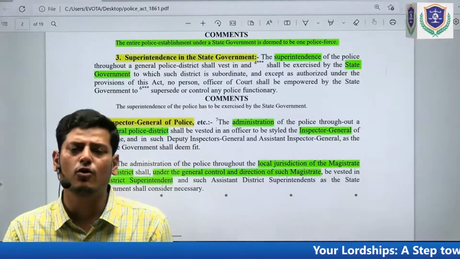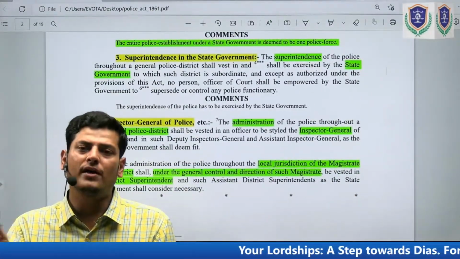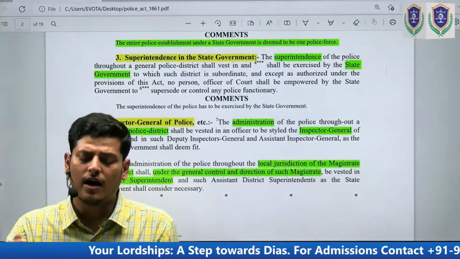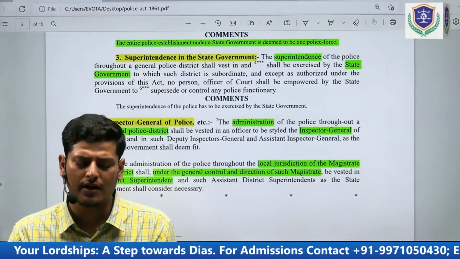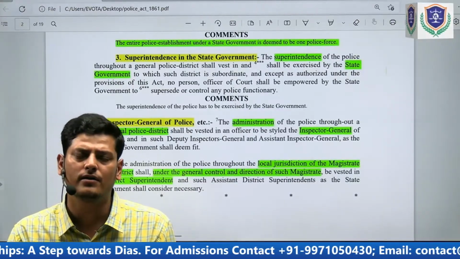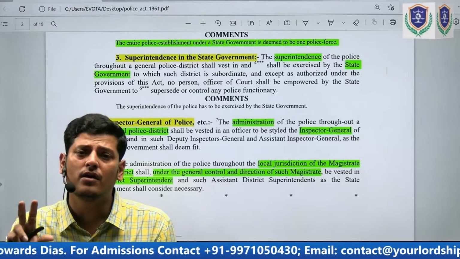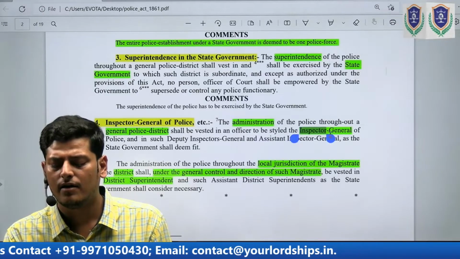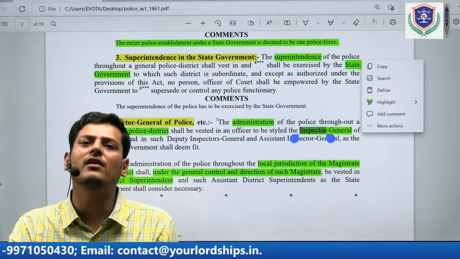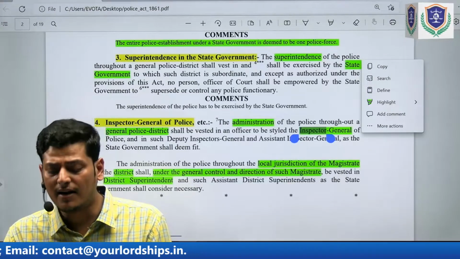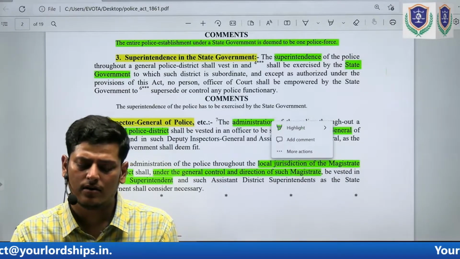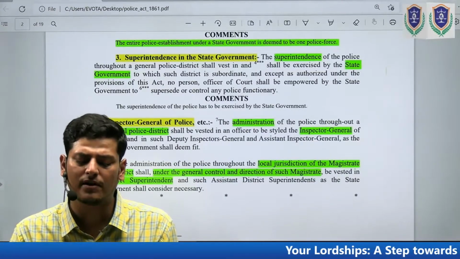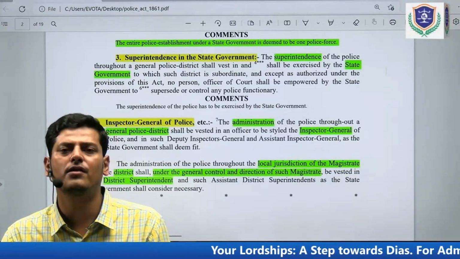So in section 4, as we saw, superintendence is with whom? It is with the State Government, under section 3. Then the administration of the police throughout the general police district has been vested in which authority? Generally it is Inspector General, but in UP specific we have seen that this word Inspector General has been replaced by Director General cum Inspector General. And in such Inspector General, Deputy Inspector General, Assistant Inspector General as the state government shall deem fit.